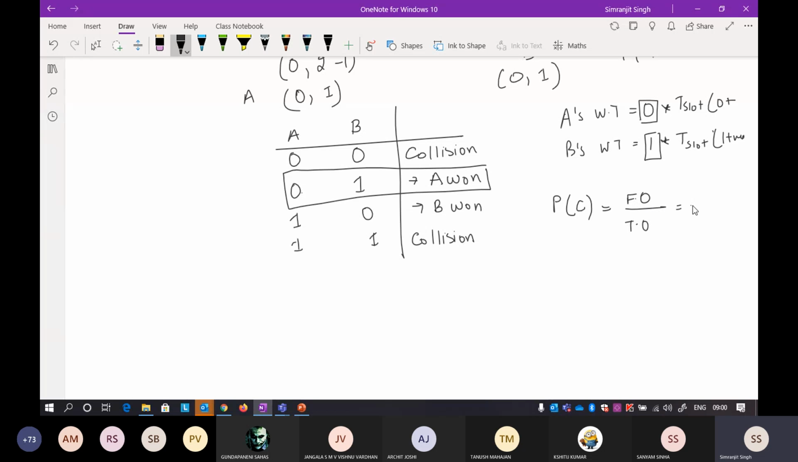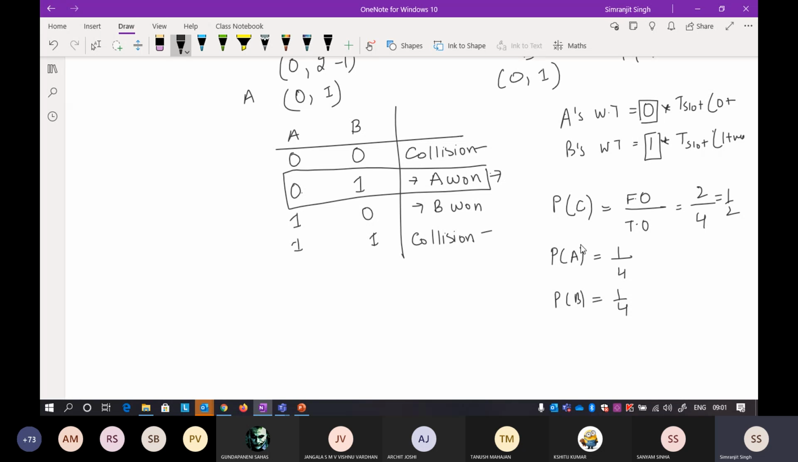Okay, so total outcome here is 4, favorable outcome for collision is 2. So it is 1 by 2, 50% chances of collision. Probability that A will win, A will get to transmit the data 1 time out of 4 times, so 25% chances. And for B also it is 1 by 4.